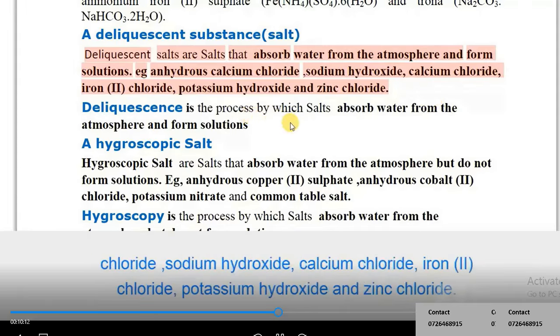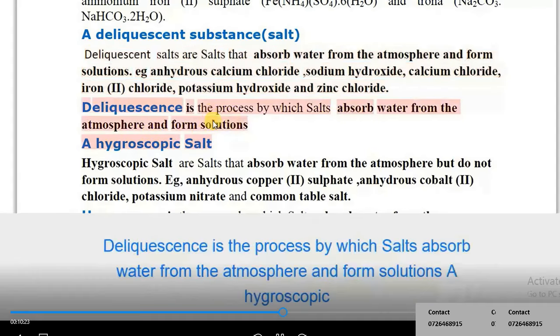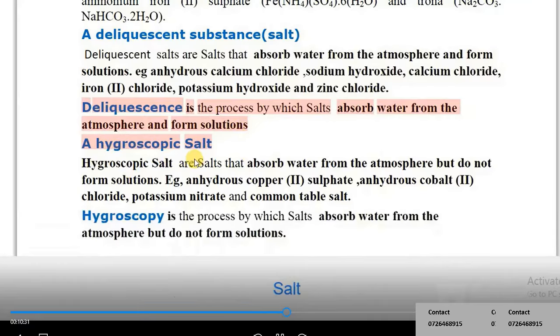So what is deliquescency? Deliquescency is the process by which substances or salts absorb water from the atmosphere and form solutions. It is important to finish that if they form solutions. If you don't do that, you might be talking about hygroscopic salts or substances.